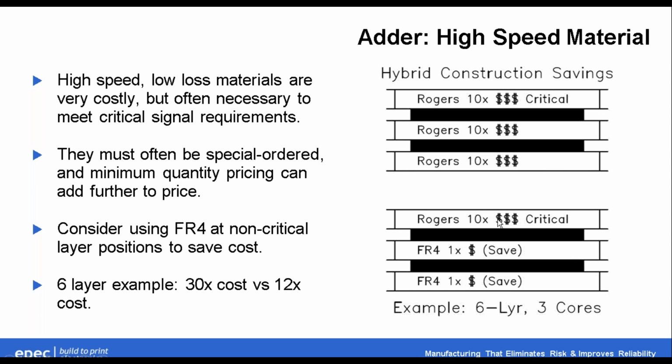So you might want to consider, if you're down here, use the Rogers at the critical position, and then insert FR4 at the other 2 positions. So you've now gone from 10x, 10x, 10x, which is 30x, to 10x, 1x, 1x, which is 12x. And that is quite a savings. That's something you can do with certain Rogers materials, and I can probably go into that more afterward.